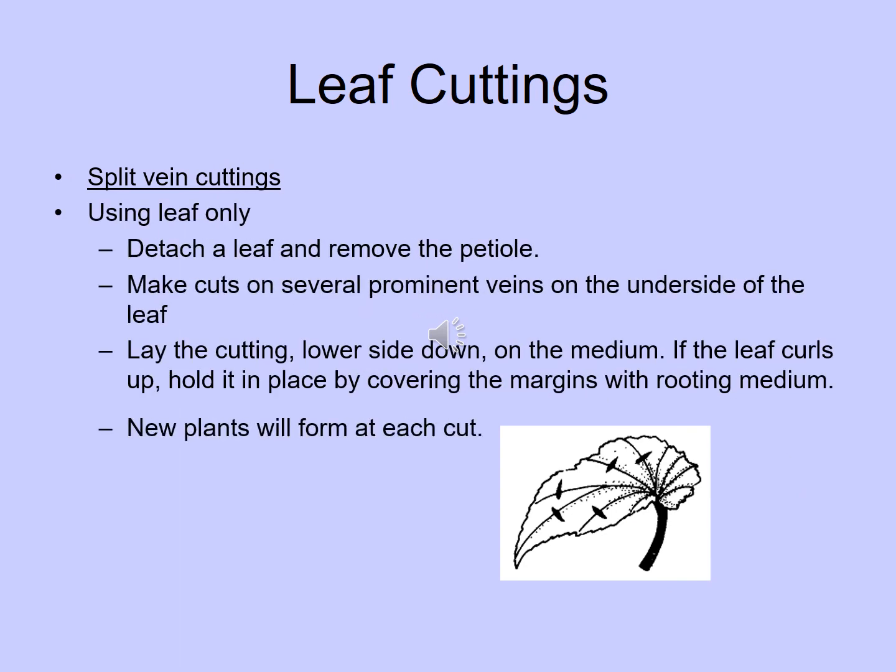As mentioned previously, a split vein cutting is done with a leaf and nicking the main leaf veins and then laying that leaf lower side down on the media and keeping it there until roots form out of those nicks. And then each of those little areas that was cut and roots form out, they can be cut off of that leaf. So in the image, you could get 5 new plants from this one begonia leaf.